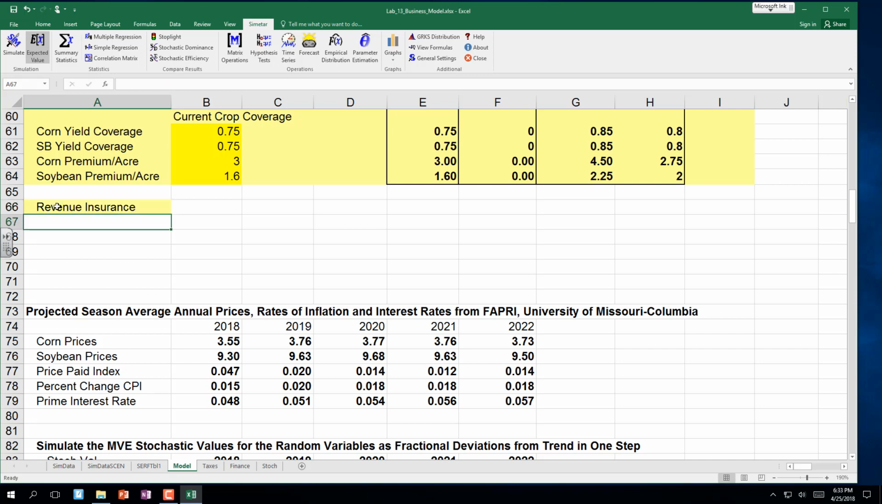And we'll, of course, do it for corn, and we'll do it for soybeans too. So if we're going to cheat, we'll cheat all the way. Now, what we need is an APH. We can use that same APH that we've got for corn and soybeans. And then we're going to have the fraction that we insure.